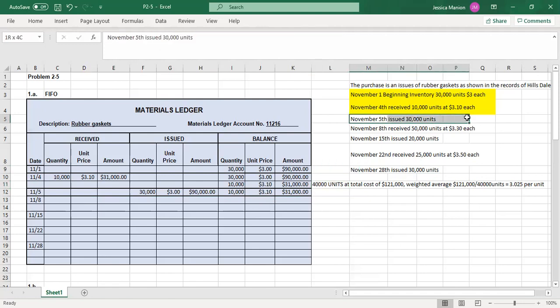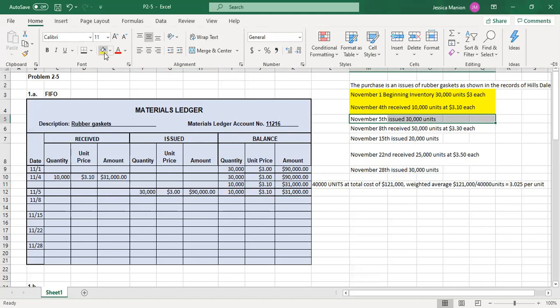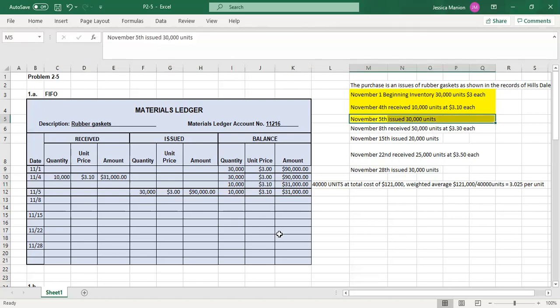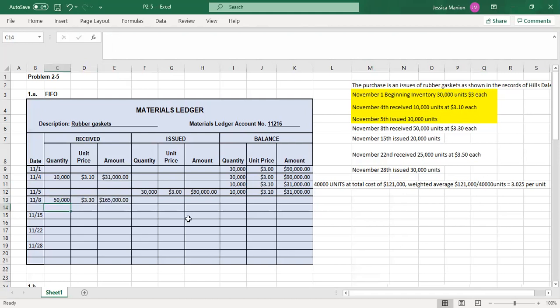Okay, the next one, November the 8th, receive 50,000 units at $3.30 each. So 50,000 units at $3.30 equals 50,000 times $3.30, 165,000. And then at that point, our balance, so we still have these 10,000 left. Now we just got another 50. So now we're at 10,000 that cost $3.10 each, 50,000 that cost $3.30 each.